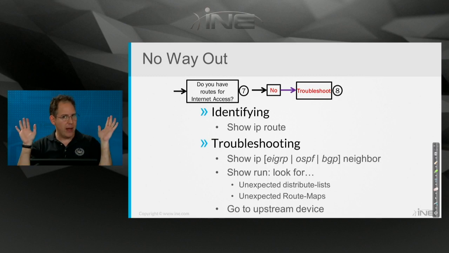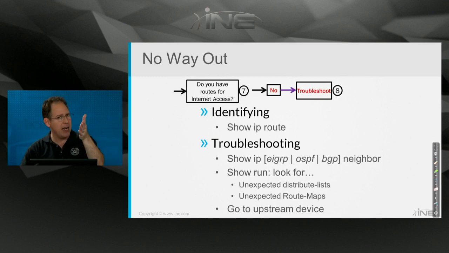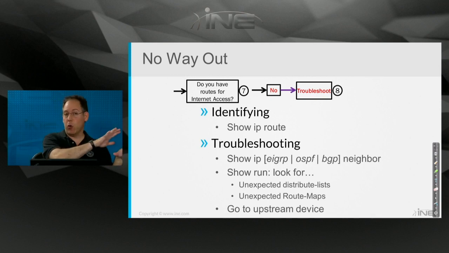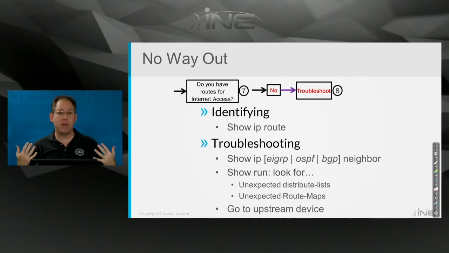So if I've ruled all that out, now I got to call up my ISP, the upstream device. Now I got to say, hey, can you check your router because I'm not receiving internet routes from you. And maybe they did something on their end that they didn't tell me about, which is causing me to lose my routes. Now, my particular walkthrough here, it actually was my problem.